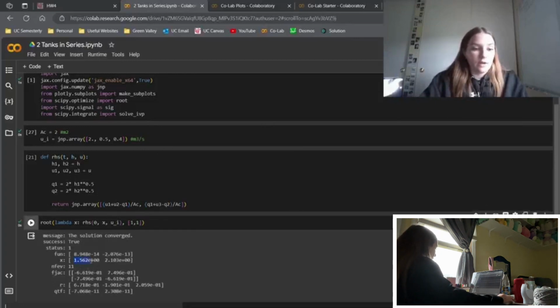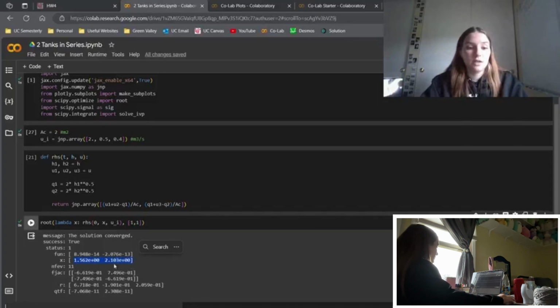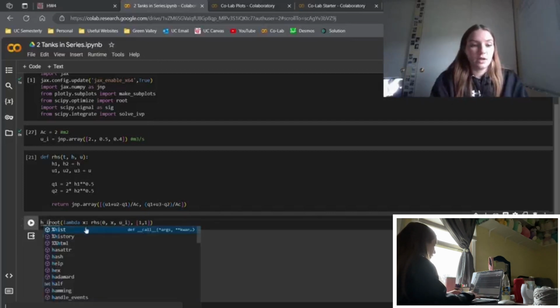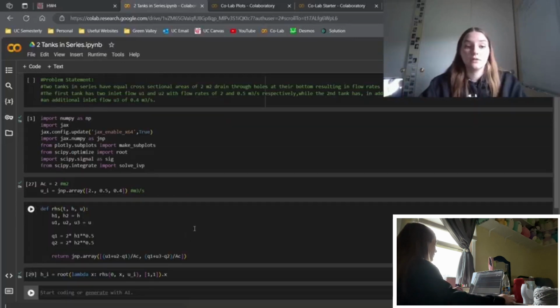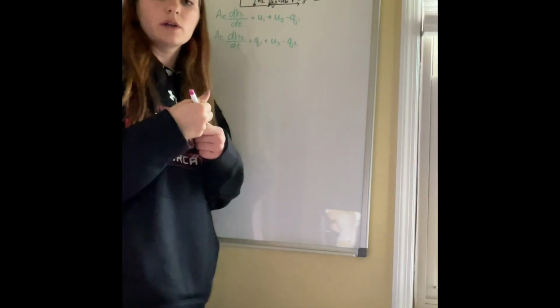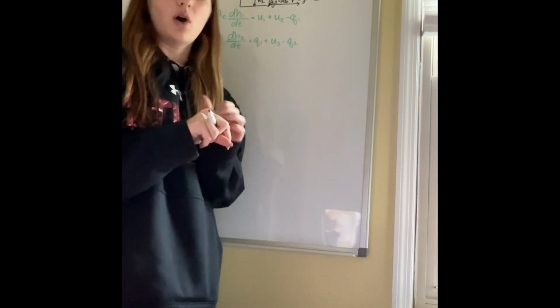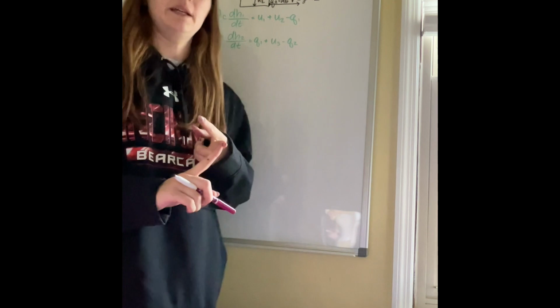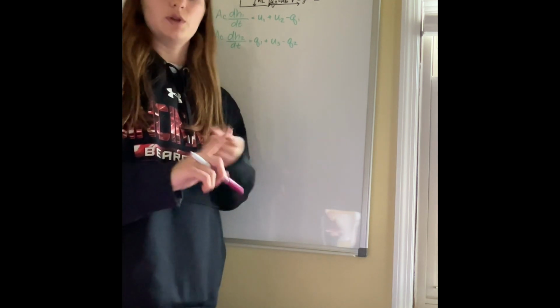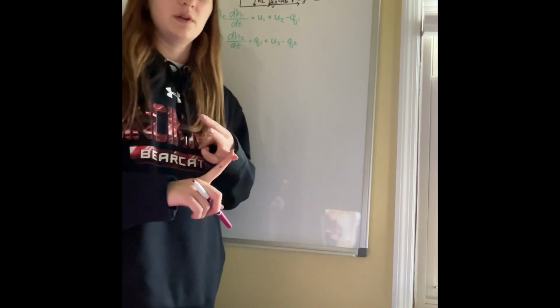And we can see that in our x value, our first tank is 1.56 meters, and our second tank is 2.10 meters. So now we can set this equal to our initial height values, and we are going to put dot x at the end to show our code that we are looking for the x values. Now we are going to use JAX to linearize our dynamical equations with respect to our output variables h1 and h2, and our input variables u1, u2, and u3.